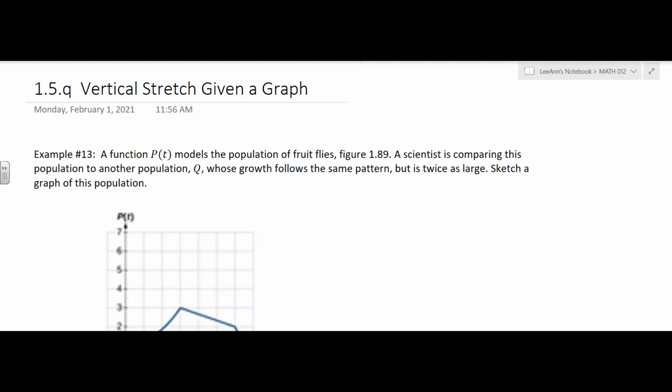Okay, so this one we're going to show a vertical stretch given a graph. And I'm going to tell you there is an error in the textbook with one of the points that they chose. It doesn't match up. I'll show it correctly here in the video.